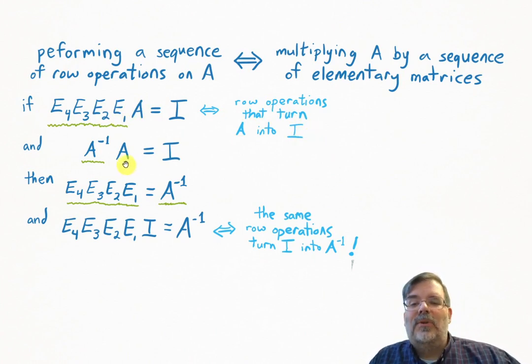However, we also know that if we take the matrix A and multiply by A inverse, that also gives us the identity matrix.